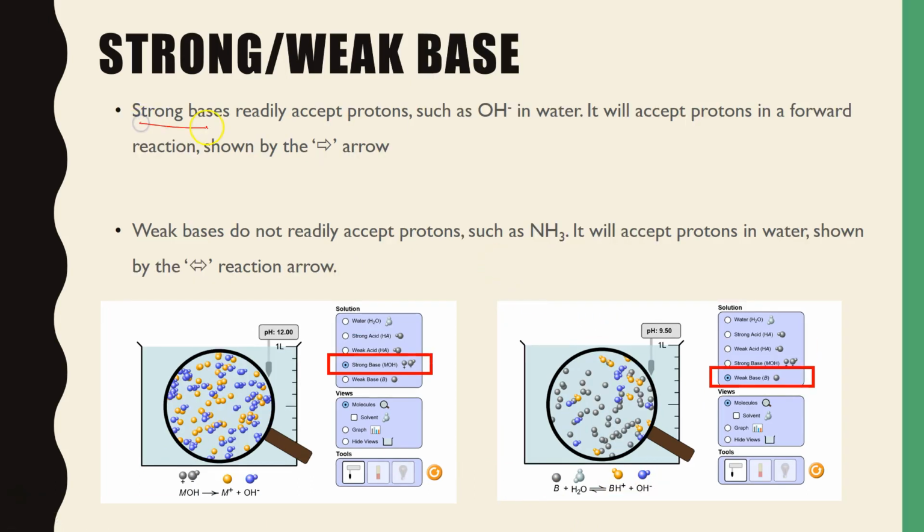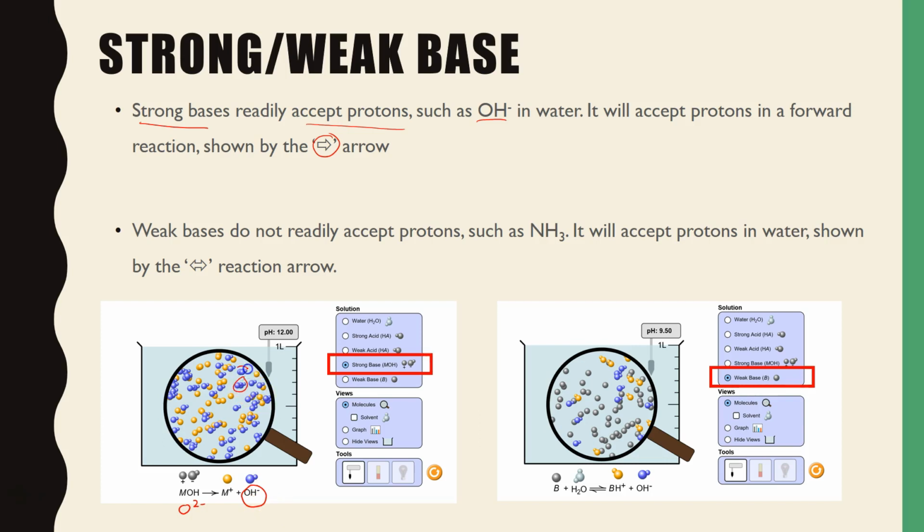Similarly, for strong bases, they readily accept protons in water, such as hydroxide. So we look over here, here's our hydroxide, or our base, rather. It may be O2 minus, it may be barium hydroxide, a number of things. It's represented by a forward reaction arrow. It will readily accept protons and become the conjugate acid there.